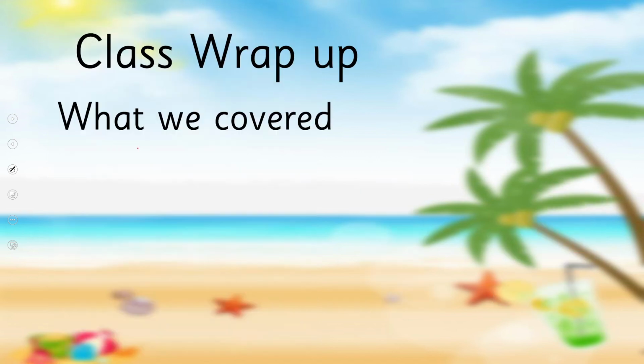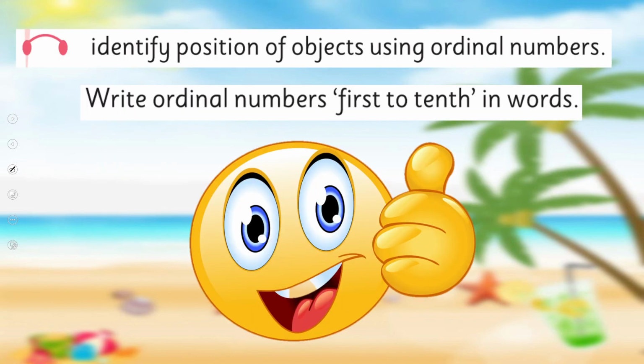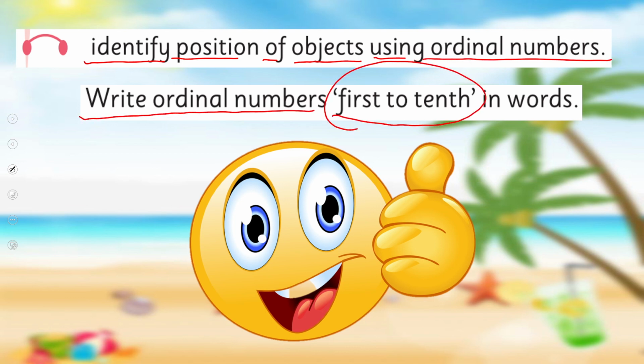So in this way, what we have learned, we learned to identify position of objects using ordinal numbers. So in this way, we achieved our SLO to identify position of objects using ordinal numbers and write ordinal numbers first to 10th in words. Are we done with it?